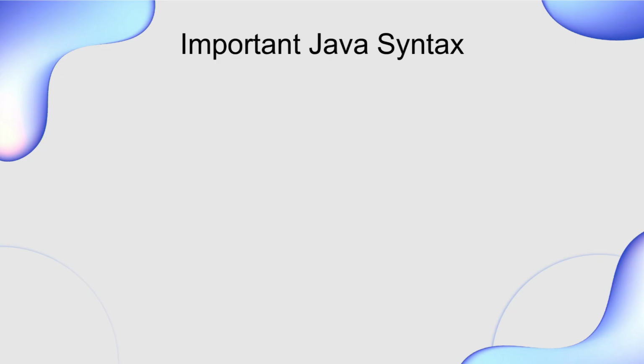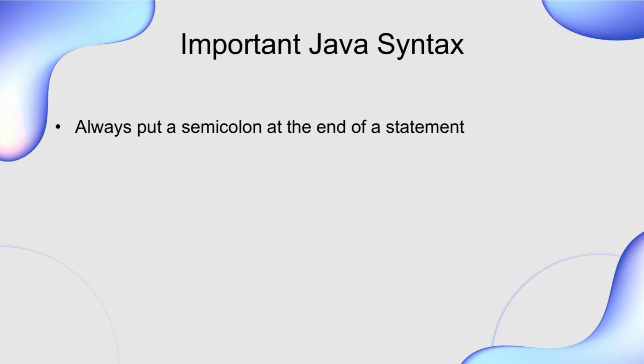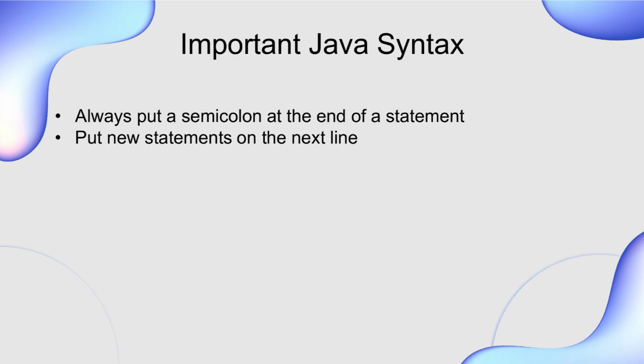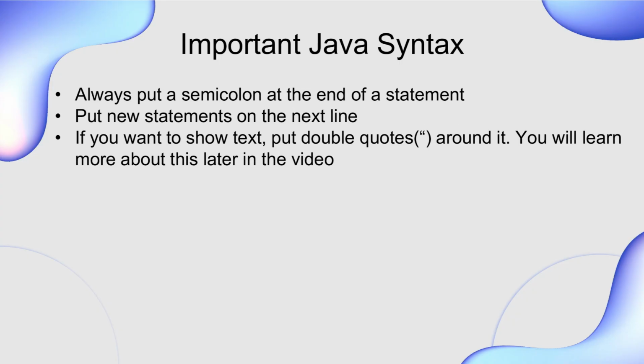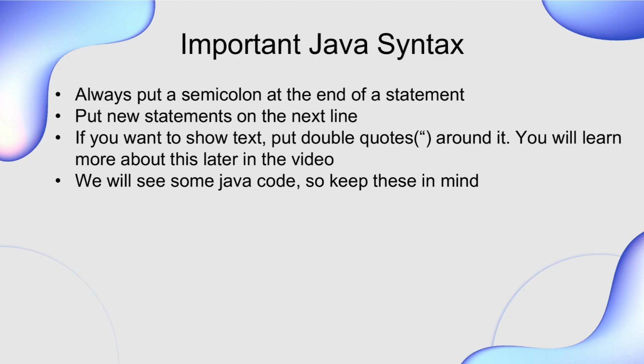This isn't on the course and exam description, but to understand what I'm saying you will have to know this stuff. First, always put a semicolon at the end of a statement. Then put new statements on the next line. Finally, if you want to show text, put double quotes around it. You will learn more about this later in the video. We will see some Java code in this video, so keep these in mind while watching.